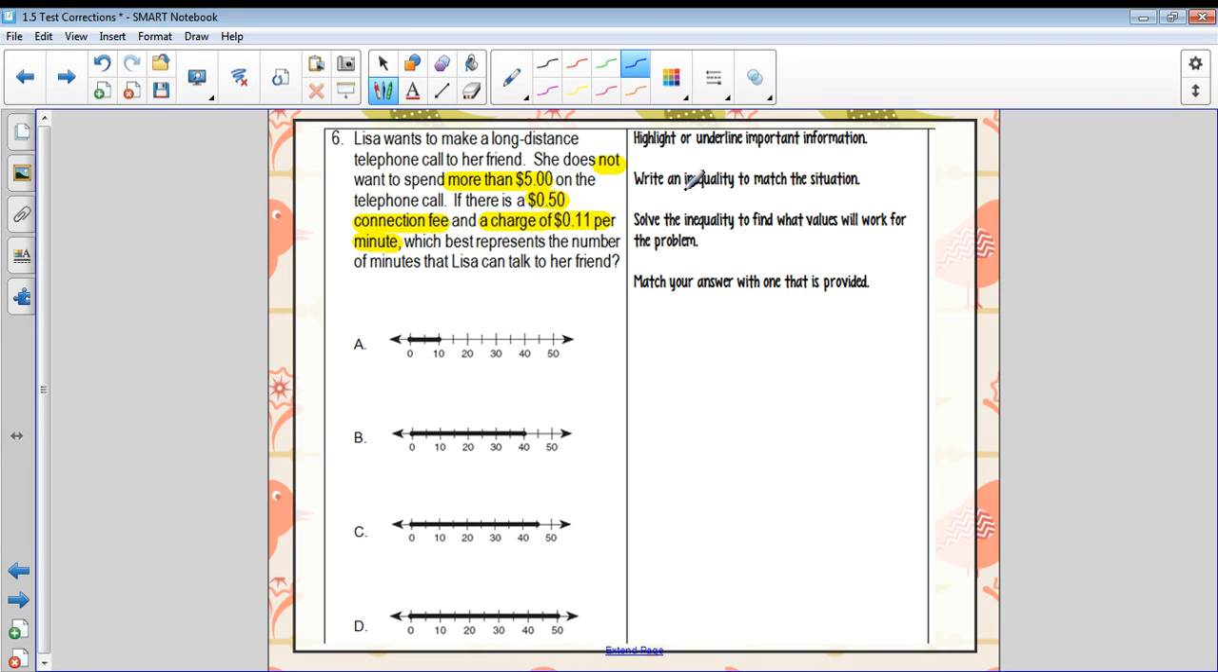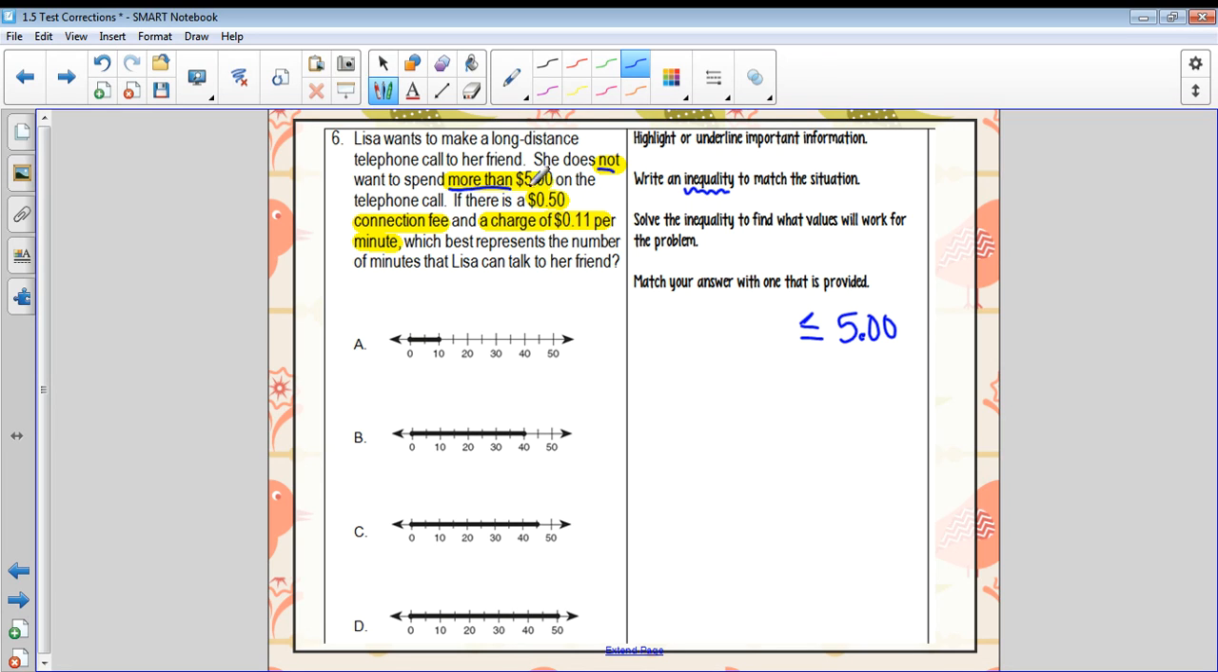Now we're going to write an inequality to match the situation. Why do I know it's an inequality? Because I can look at the graphs and see that we're looking at a range of values. My other hint is that we have "does not want to spend more than $5." So if she does not want to spend more than $5, she could spend her entire $5 bill. So she could equal the $5. But she could also spend less than that $5 on her phone call. So she could spend less than or equal to this $5.